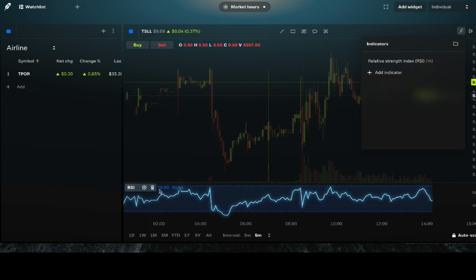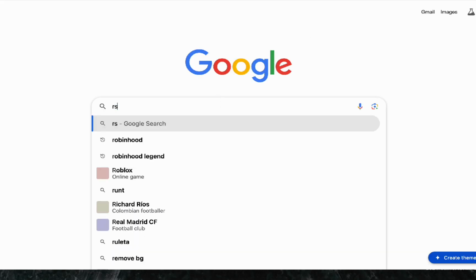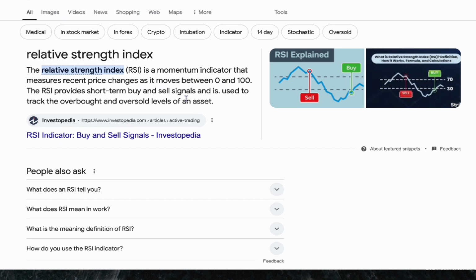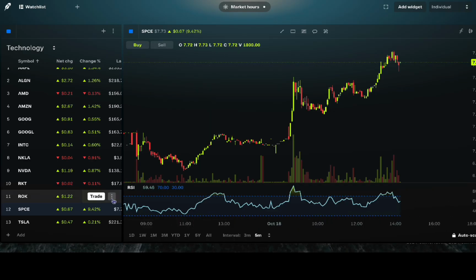So the RSI, let's just take a look at a simple Google definition. An RSI is a relative strength index. It's a momentum indicator that measures recent price changes as it moves between 0 and 100. In most cases, they use 70 and 30. So 30 indicating when it's a buy opportunity and 70 when it's a sell. So for example, here with the RSI, you can see that if it's here around 30, then it's going to be a buy, and up here it's going to be a sell.